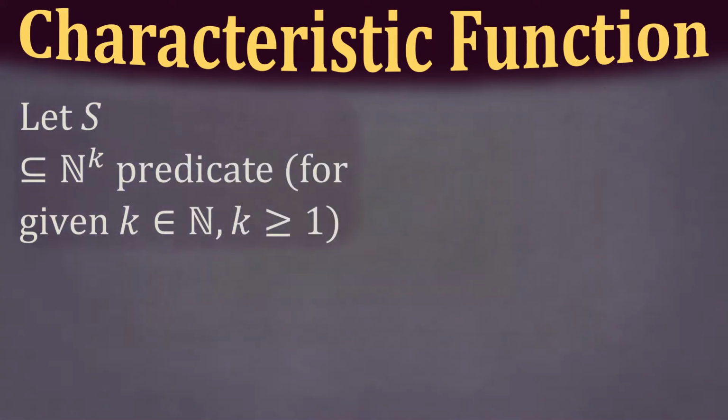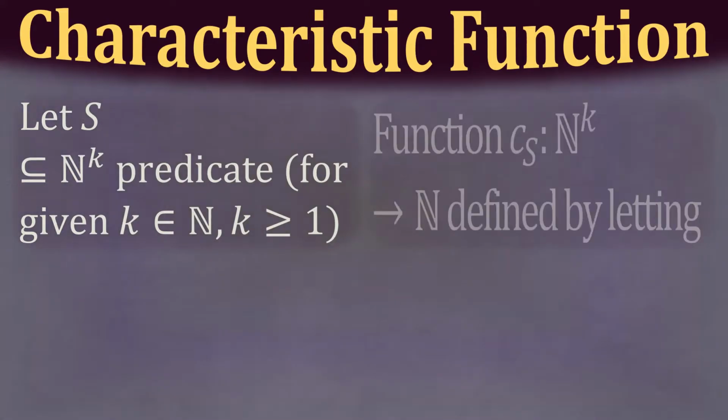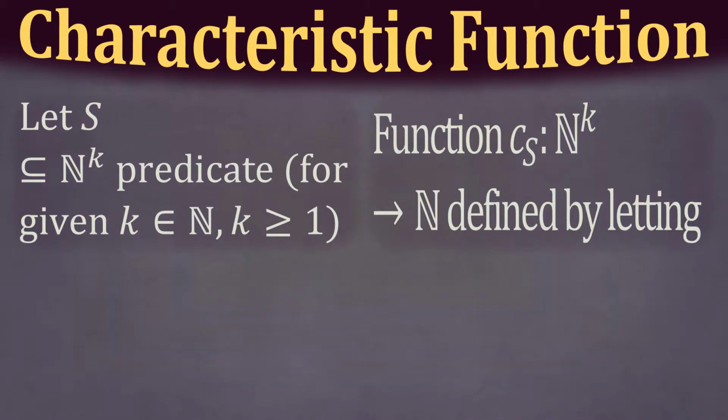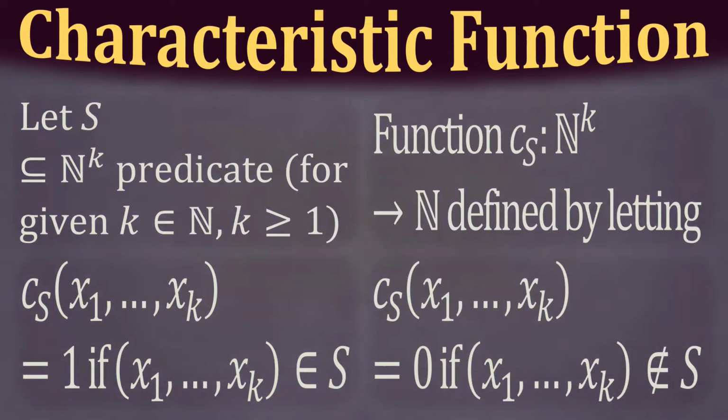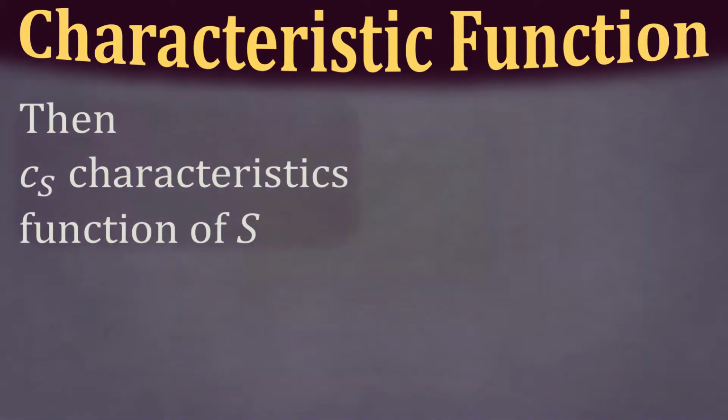Next, let's define the characteristic function. Let S be a subset of the naturals to the k, a predicate, for some k in the naturals where k is at least 1. The function CS from the naturals to the k to the naturals is defined by first CS of x1 to xk equals 1 if x1 to xk is in S, and second CS of x1 to xk equals 0 if x1 to xk is not in S. Then CS is the characteristic function of S. Then let's define decidable set.